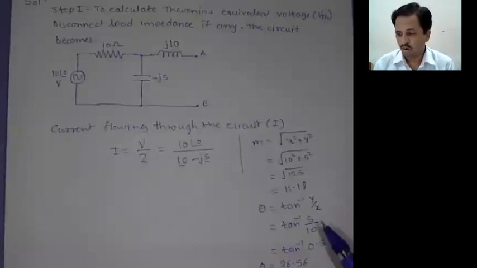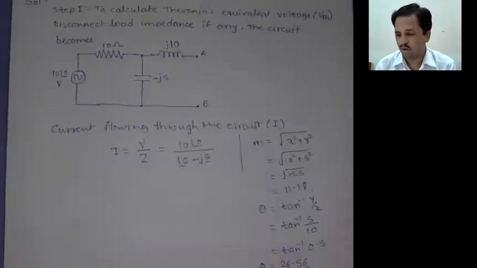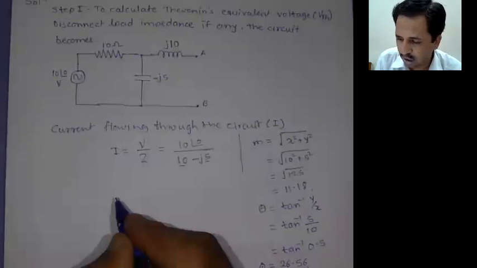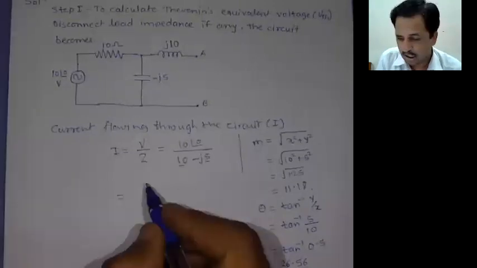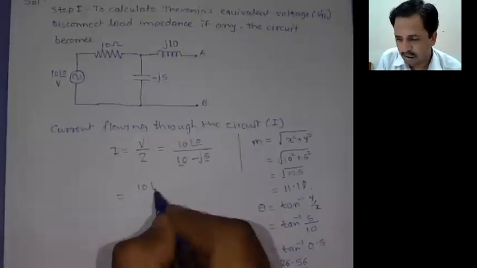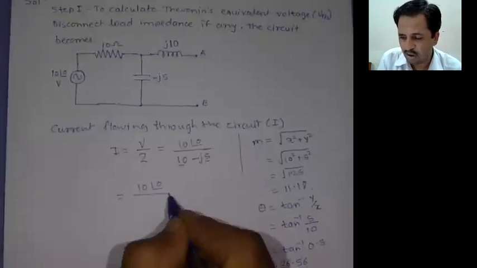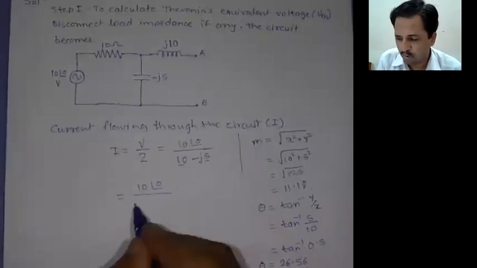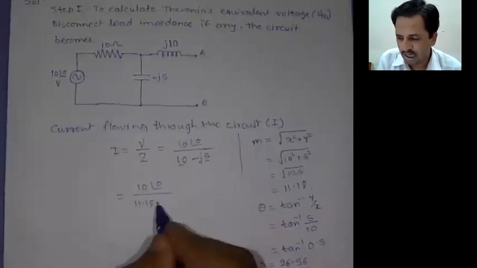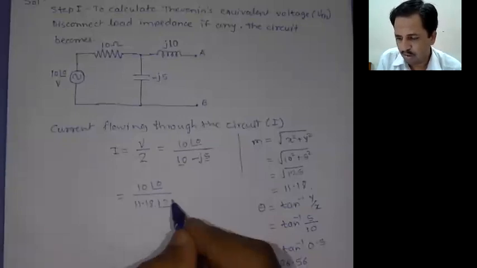Now we have obtained both quantities, the magnitude value and the angle value, and therefore I write this quantity as 10 with angle 0 divided by 11.18 with angle 26.56.